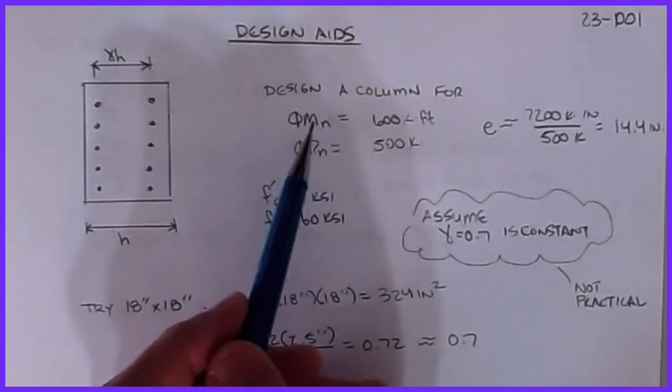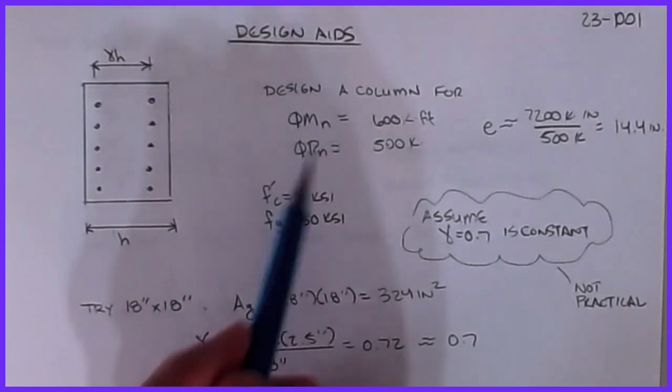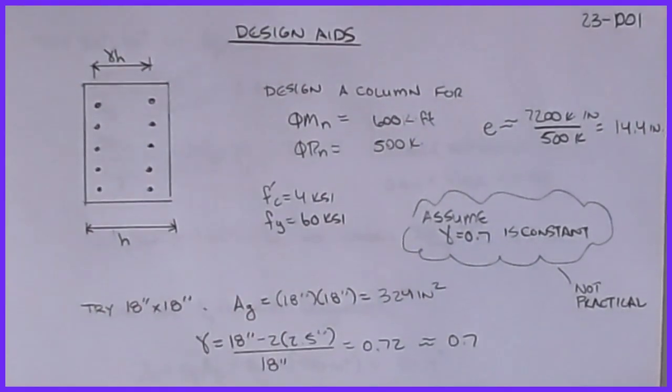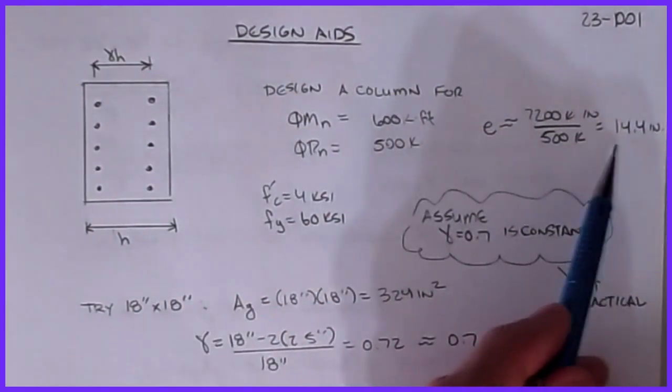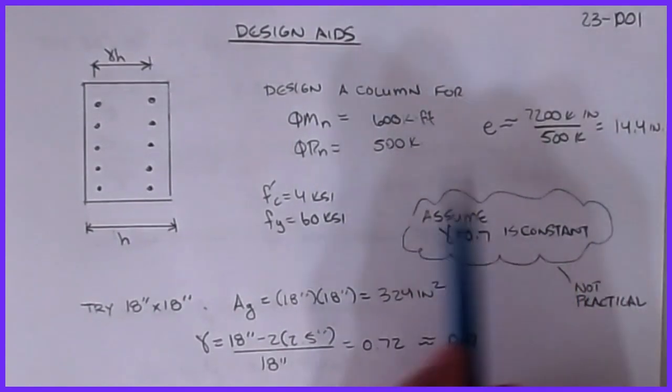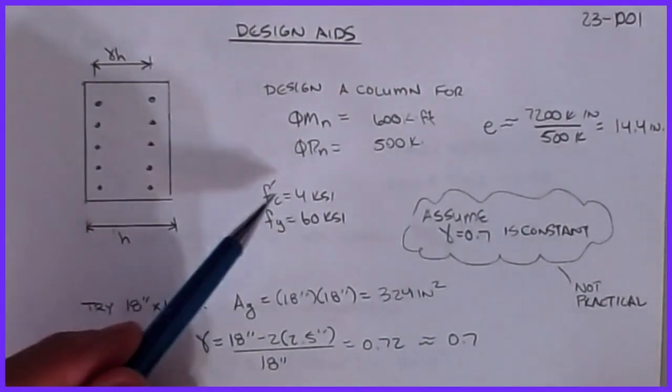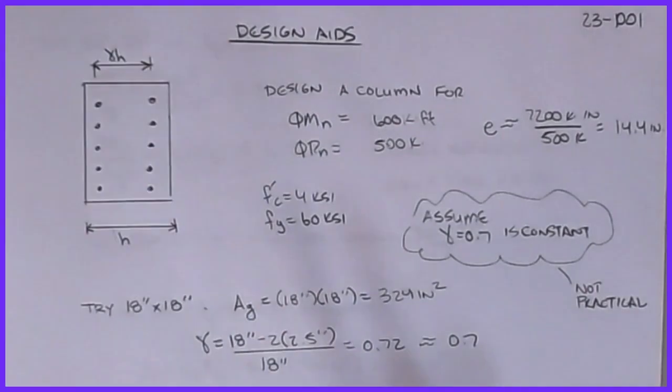All I'm doing is taking the moment and dividing it by the axial load. That gives you a sense of the distance that we're talking about for this interaction. We're going to take f'c of 4 ksi and fy of 60 ksi.